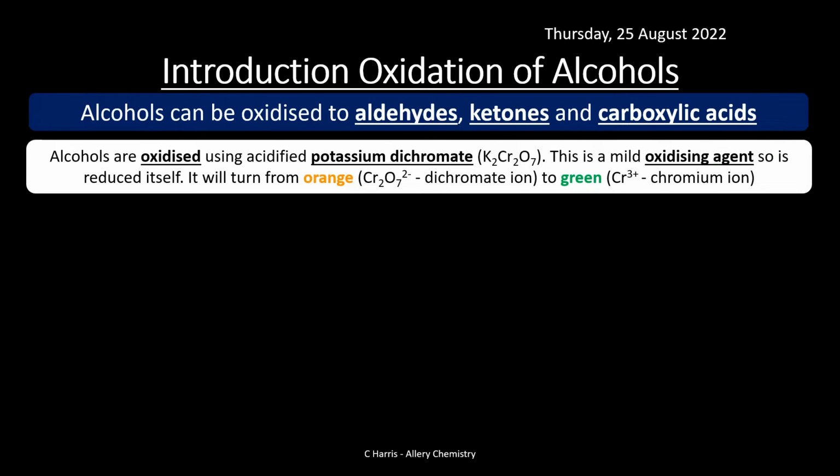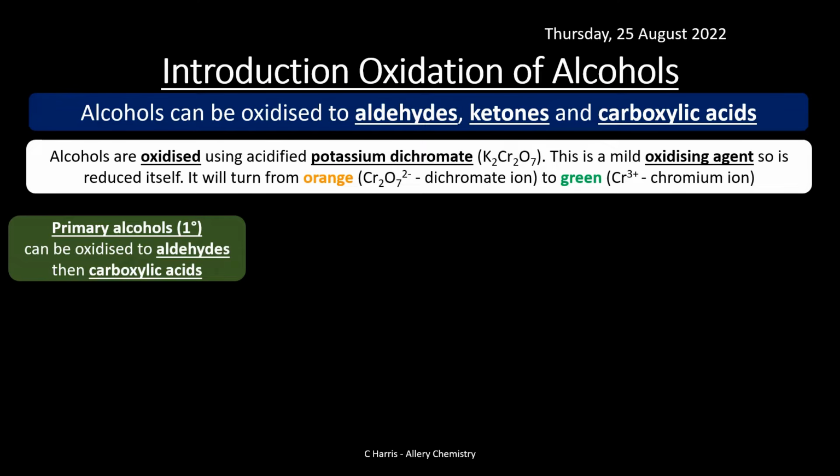Alcohols can be oxidized using potassium dichromate. Potassium dichromate is an oxidizing agent. It's a lovely orangey color, as you can see there, so the dichromate ion is orange. It's a mild oxidizing agent, so it can form aldehydes, ketones, and carboxylic acids, which contain the carbonyl group, as you'll see in a moment. And it turns from an orange color to a green color, which shows the chromium ion.